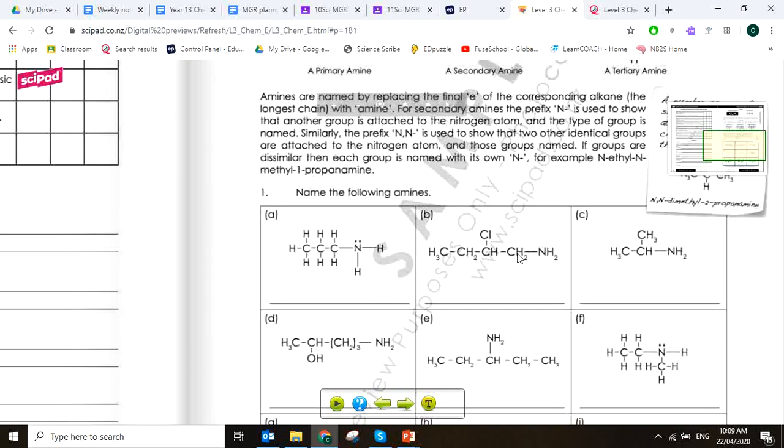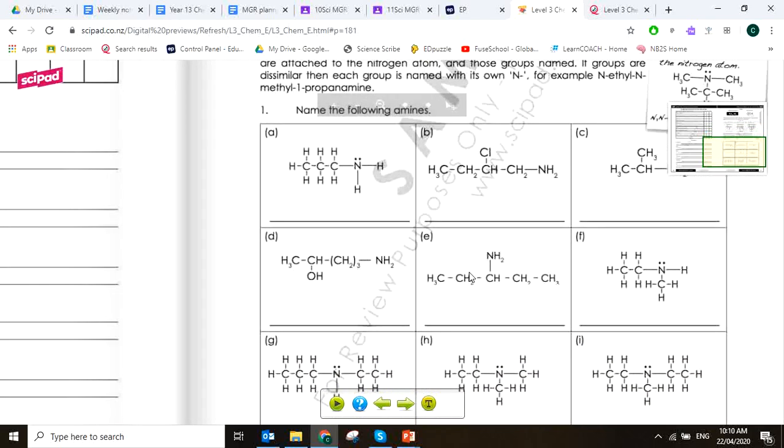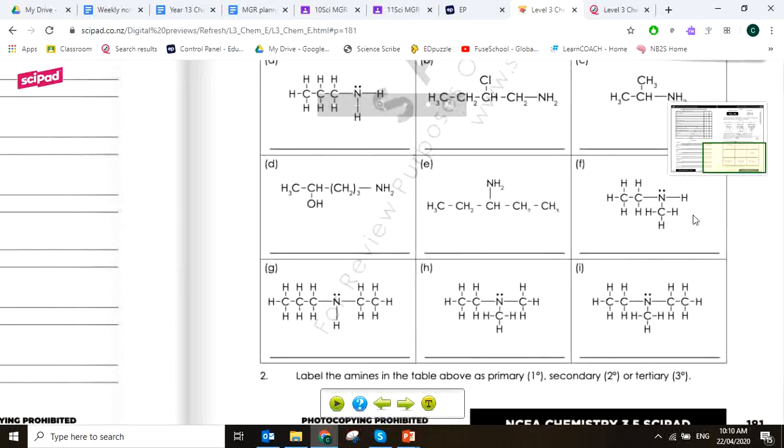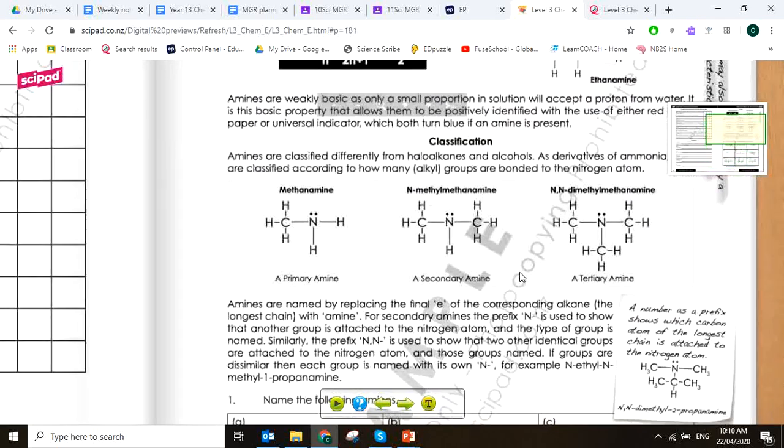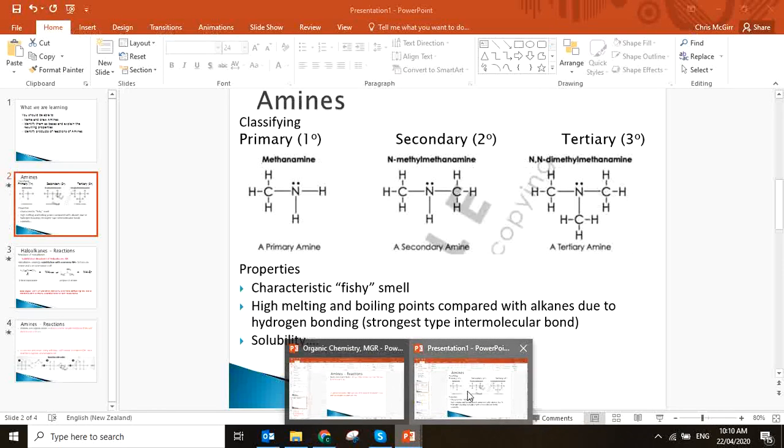1, 2, 3, 4 carbons, so that's going to be butanamine. But of course, we've got this chloro part we need to name. Because the amine part is attached to this carbon, this must be carbon number 1. Therefore, that's carbon number 2. So we call this one 2-chlorobutanamine. Okay, so I won't get you to name ones like this one here, E, or even F, and G and H and I, because those are all secondary and tertiary amines, which you don't need to be able to name.